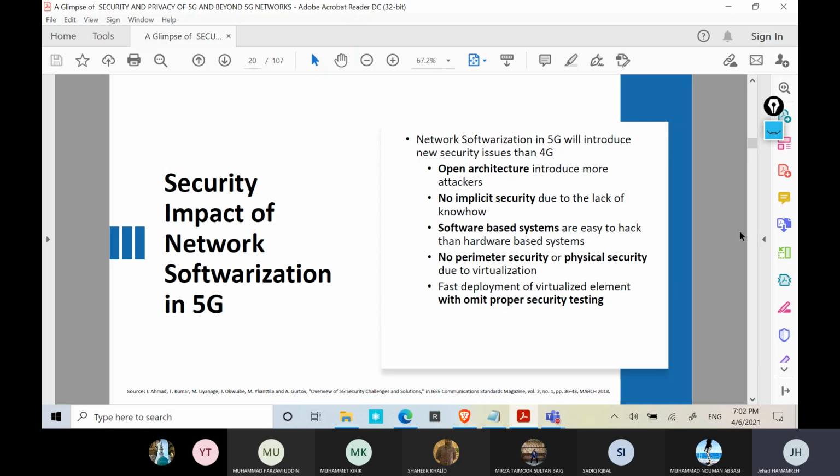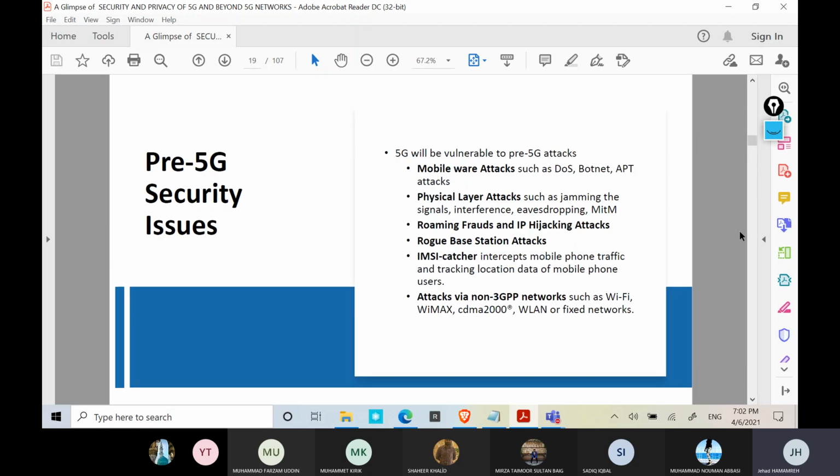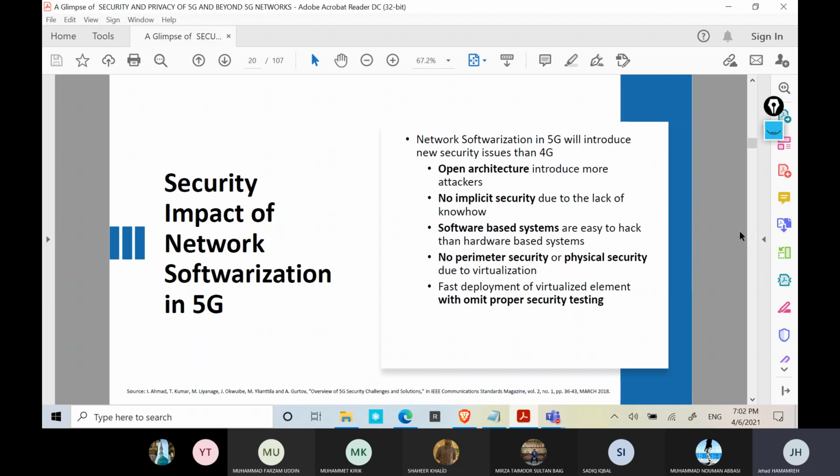Now, these are the security issues that exist in systems before 5G, and they are inherent in 5G. They are going to be the same. Now we have security issues because of network softwarization in 5G, and that softwarization will introduce new security issues beyond the ones that exist in 4G.